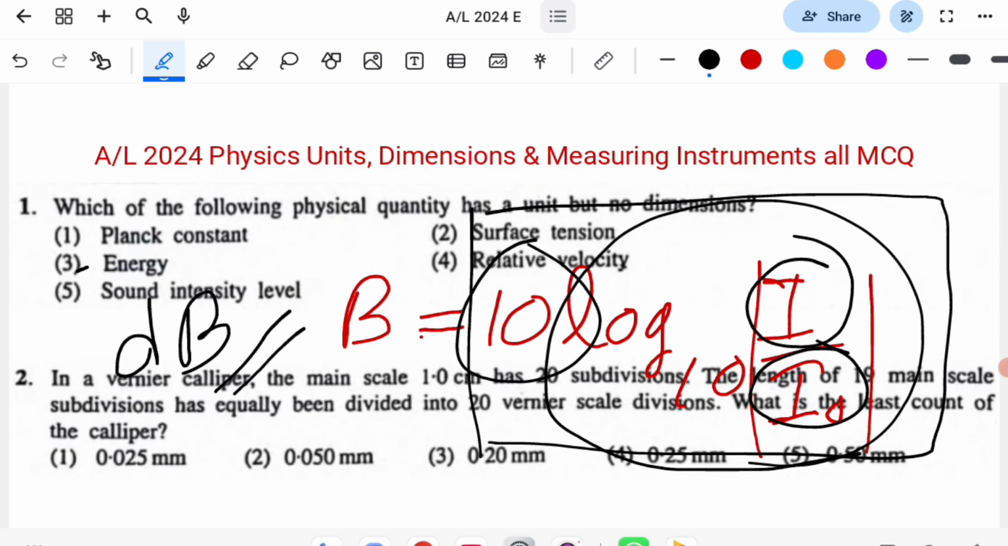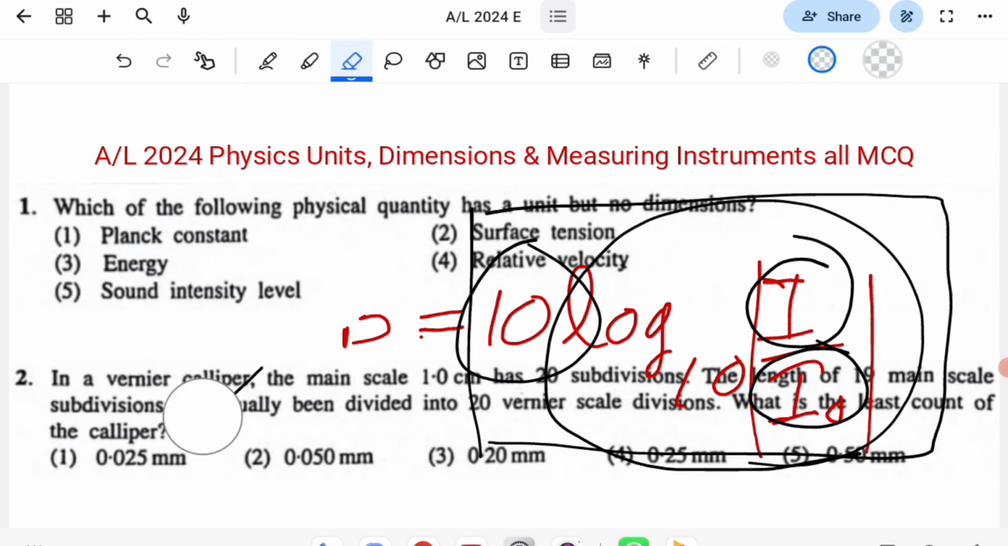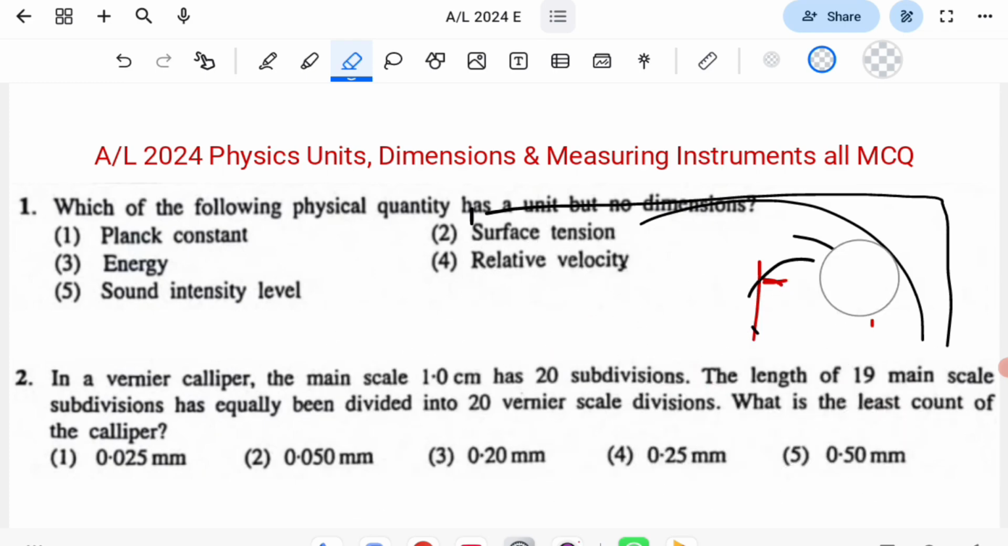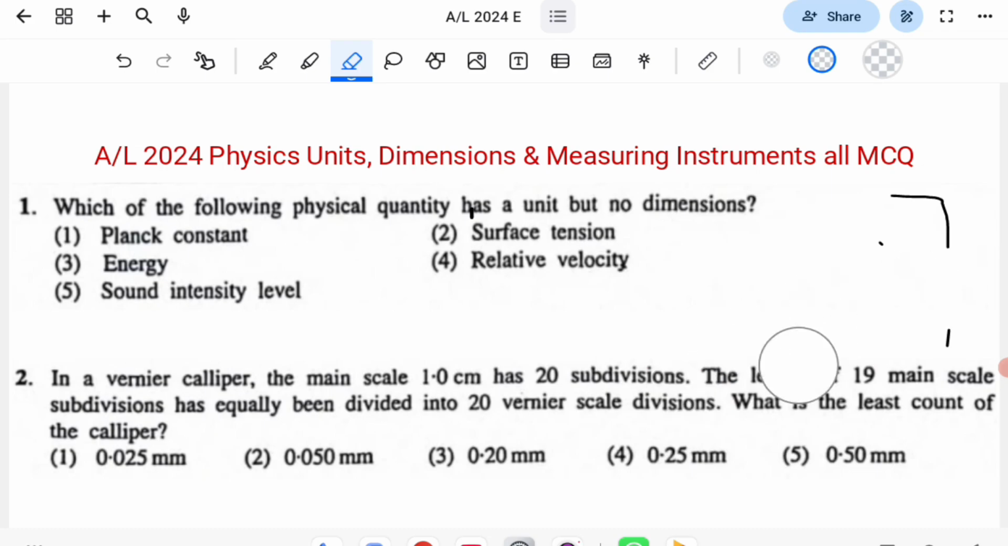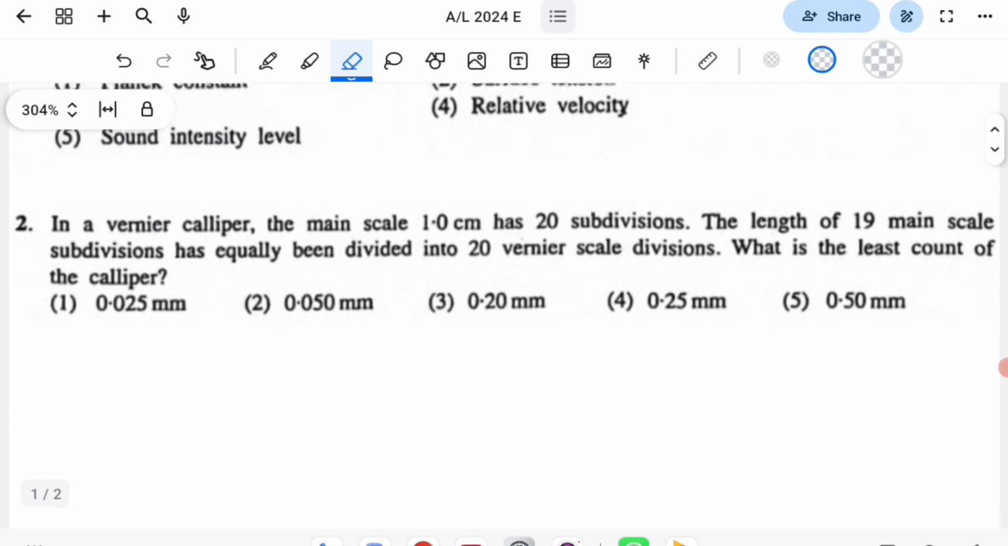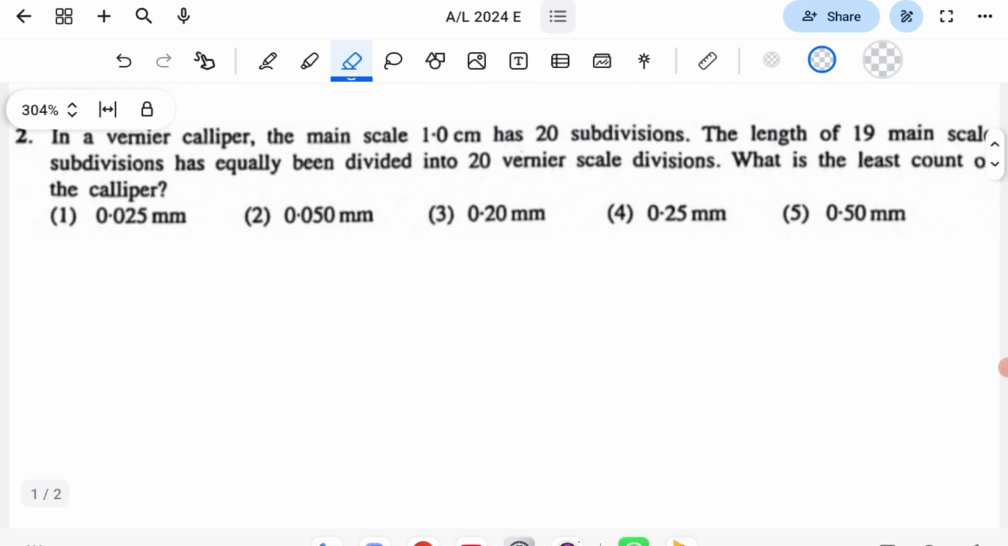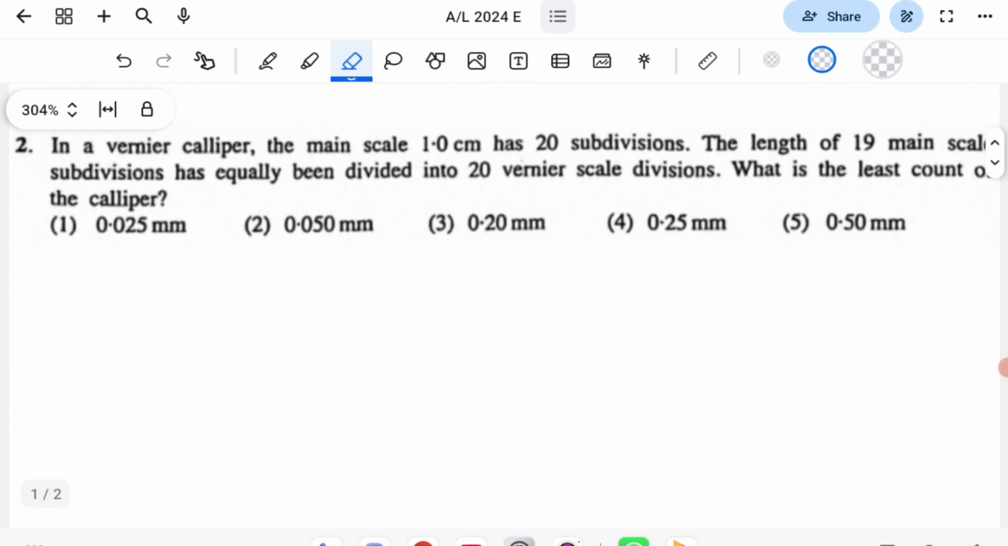Then the answer for the first question should be 5. Then question number 2. In a vernier caliper, the main scale 1 centimeter has 20 subdivisions. The length of 19 main scale subdivisions has equally been divided into 20 vernier scale divisions. What is the least count of the caliper?